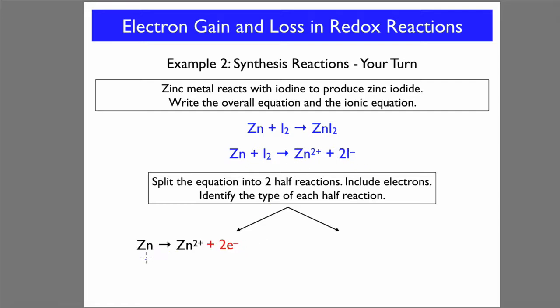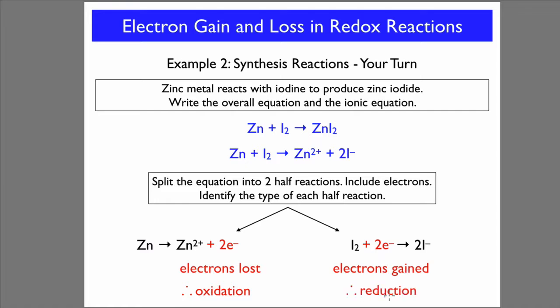So we obviously have the zinc metal giving us the zinc ion and two electrons. This has given up two electrons to form the positive ion. And iodine is reacting with two electrons to give us the anion. So this is losing electrons, therefore oxidation. This is gaining electrons, therefore reduction.